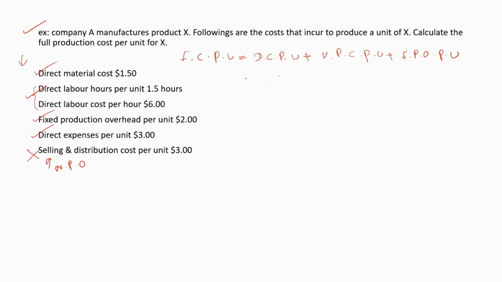Now we can calculate the full production cost per unit, which is equal to 1.5 plus 1.5 multiplied by 6. This is because it will take 1.5 hours to manufacture a unit of X, so 1 hour will cost $6. So the direct labor cost per unit is this, plus $2 plus $3, which gives $15.5. This is the full production cost per unit of X.